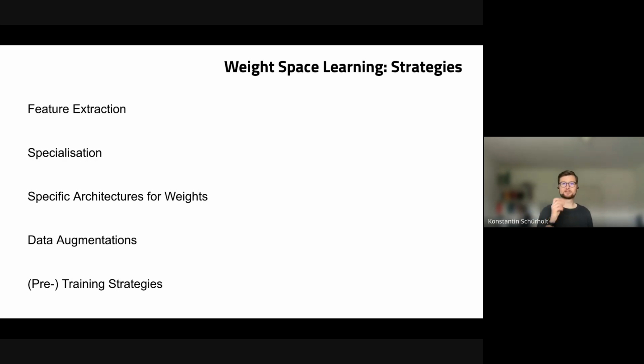But I believe that to address these challenges in weight space learning, the particular challenges of weight spaces mostly, there are different buckets of strategies, particularly feature extraction, task specialization, specific architectures, data augmentations, and pre-training strategies for weight space learning specifically. I will discuss these and also give you a few papers for each so that you have a starting point if something interests you specifically. But it's not complete, right? I just collected a few things. I hope I didn't miss something, but if so, my apologies. That was not on purpose.